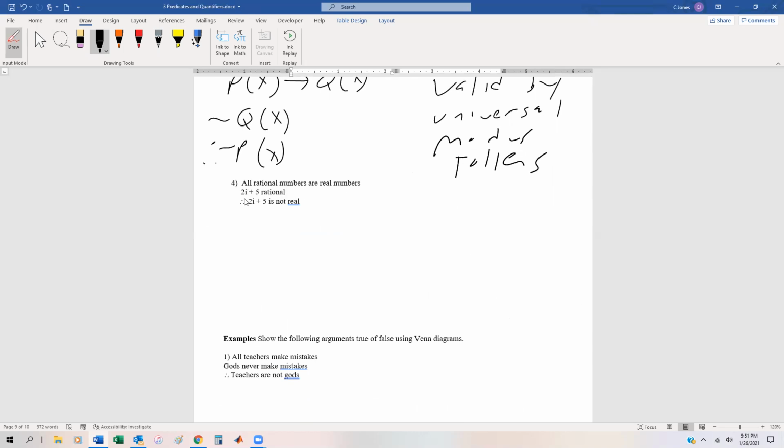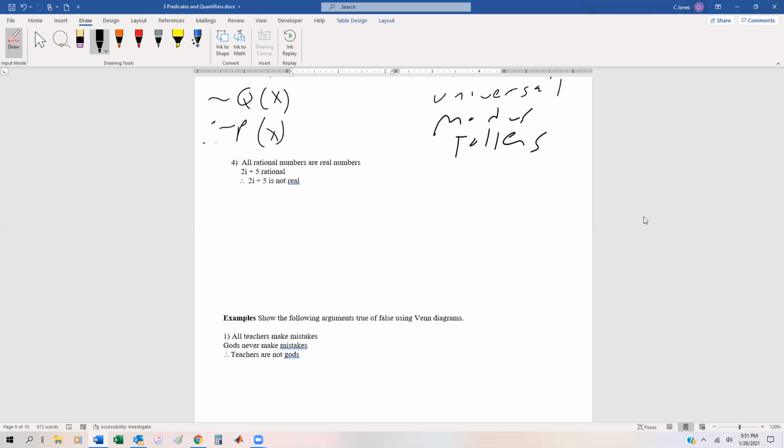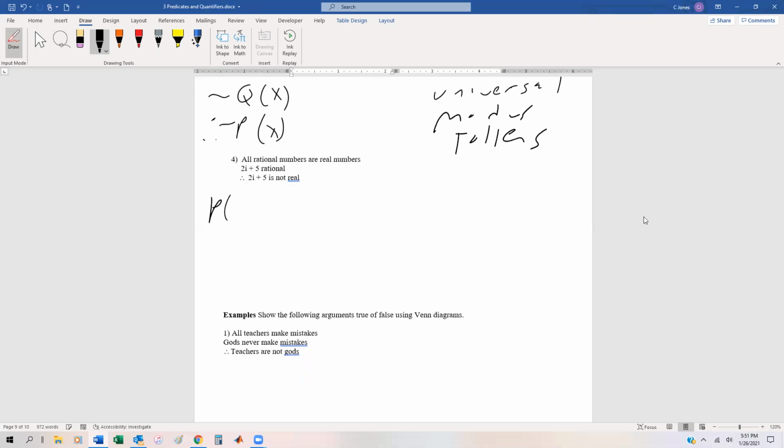All right, and one more example. All rational numbers are real numbers. 2i plus 5 is rational. 2i plus 5 is not real. So let's define P of X as X is a rational number, so X is in Q because we have a rational number. Let's define Q of X to be the predicate X is a real number. And let's define B to be 2i plus 5, because that's our specific instance.